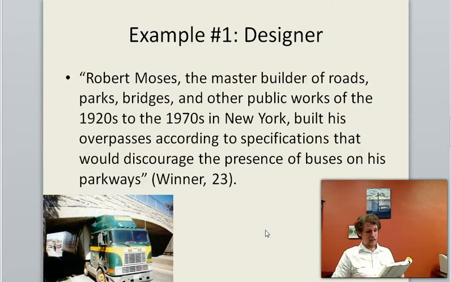But one consequence at the time was to limit access of racial minorities and low-income groups to Jones Beach, which was Moses' widely acclaimed public park. So the designer, in a very sadistic way here, has power over how people act, based on the design of the technology itself. Because he designed the overpasses at a lower height, buses were unable to go underneath them. Therefore, poor individuals or minorities who took public transit were not able to get to the park, thereby reinforcing his stereotype.